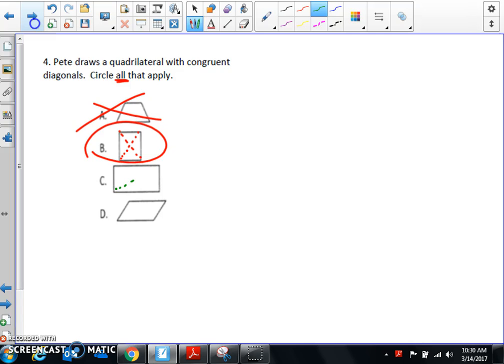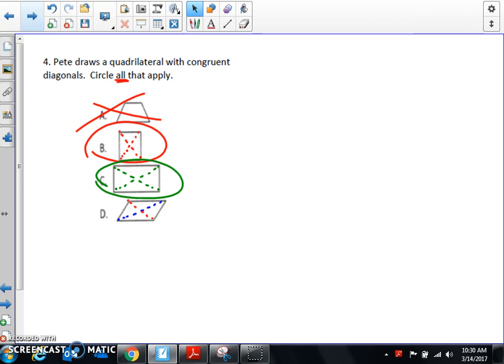Let's go over here. Is this length the same as that length? Yes. I'm going to circle C. Let's check out D. Is that length the same as that length? No, because the red is by far shorter than the blue. So that is not true. So B and C are your answers.